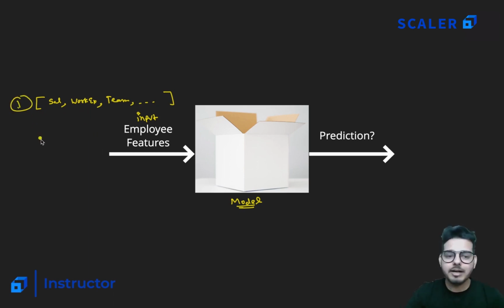Okay. Similarly, if you input the features of another employee, this model will give you the prediction. It can tell you whether the employee is going to leave or not leave. So this is what we have.